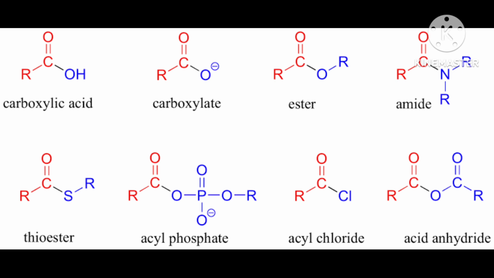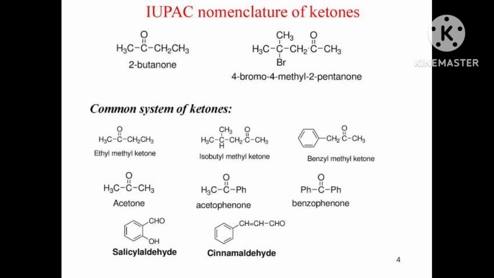Like that, many examples are there. Now suppose two groups are there in the same compound: one ketonic group and one aldehyde group, one aldehyde group and another ketonic group, meaning CO. Then how will you do the nomenclature?